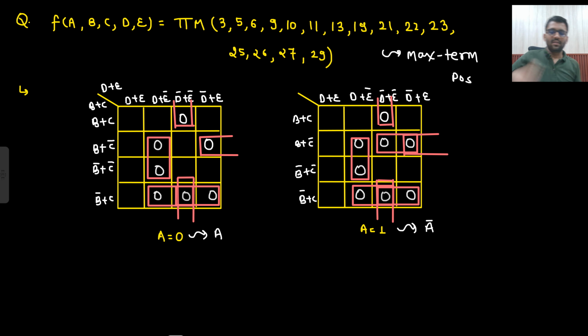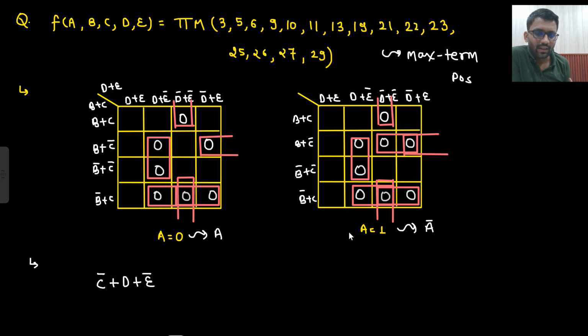Right? So a lot of pairs are there. Let's try writing the final answer. So this chord and this chord is there. So here C bar is there plus D plus E bar, D plus E bar.